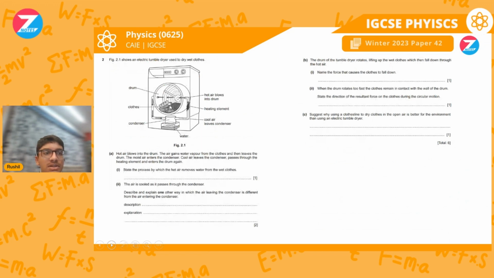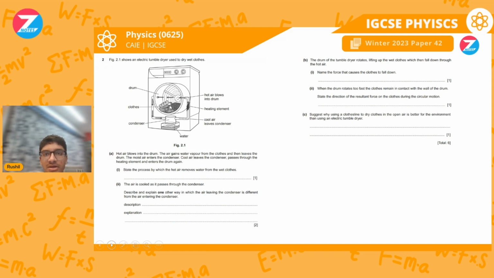Question 2 shows a tumble dryer used to dry wet clothes. Hot air blows into the drum. The air gains water vapor from the clothes and then leaves the drum. The moist air enters the condenser. Cool air leaves the condenser, passes through the heating element, and enters the drum again. State the process by which the hot air removes water from the wet clothes.